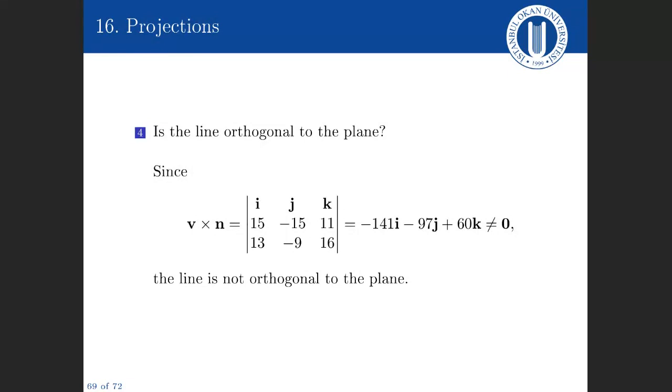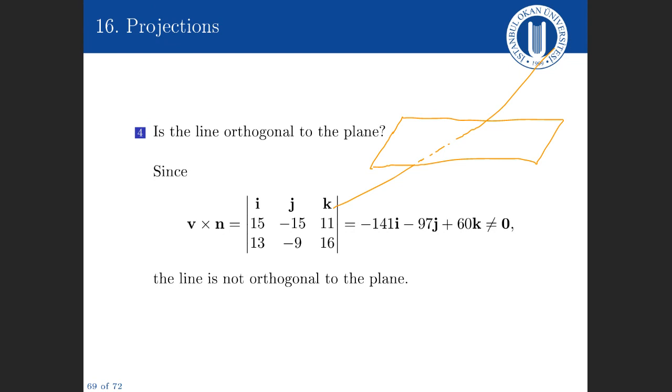Is the line orthogonal to the plane? To answer this question, we need V cross N. Is this 0 or not? For this example, V cross N is not the 0 vector, so the line is not orthogonal to the plane. Okay, so now we know that our picture looks something like this. Our line is not parallel to the plane and it's not orthogonal to the plane.